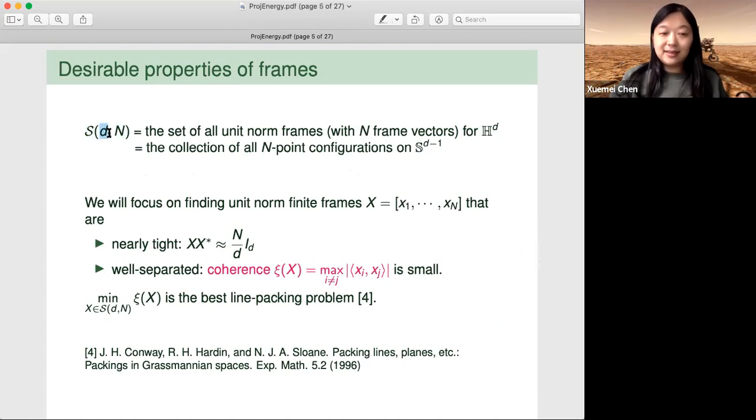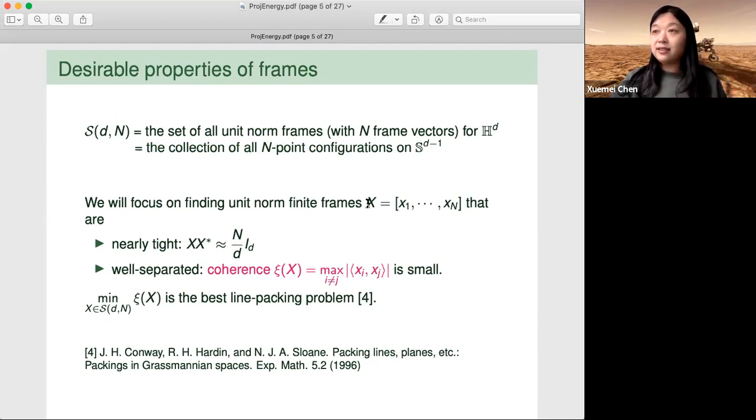And D is going to be for the dimension, and capital N is going to be the number of points here. So pretty much this is a point configuration, point distribution kind of talk. The collection of N point configurations that are unit norm, so they're on the sphere. And at this point, it can be either a real vector space or a complex vector space. Okay, so that's the notation. Once again, little d is for the dimension and capital N is for the number of points.